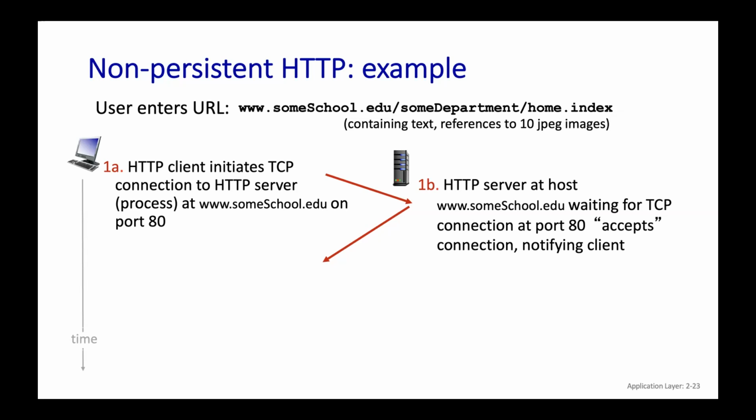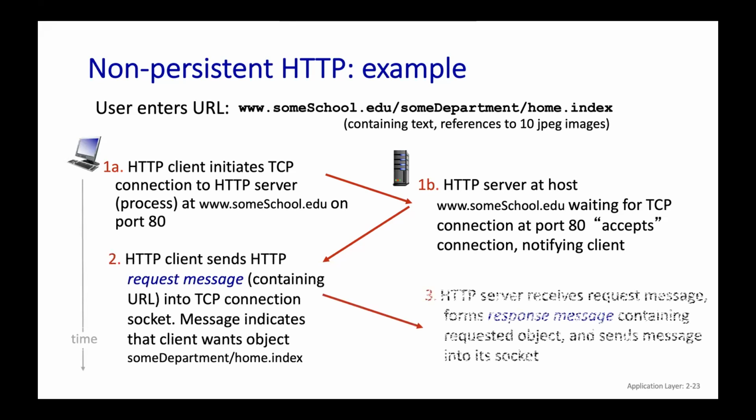So HTTP server at host, waiting for the TCP connection. It's waiting, it's listening. Remember listening की command की उसमें. At port 80 will accept the connection. Once it accepts the connection, it will notify the client. The client will get notified, and the client then knows that a TCP connection has been established. TCP का वो 3-way handshake complete करेगा. उसके फौरन बाद HTTP client sends the HTTP request message. We don't know how it looks like. We will know in a few minutes. Okay? So it will send the HTTP request message for this particular object, into that TCP connection socket.